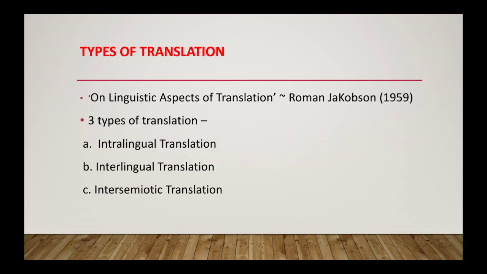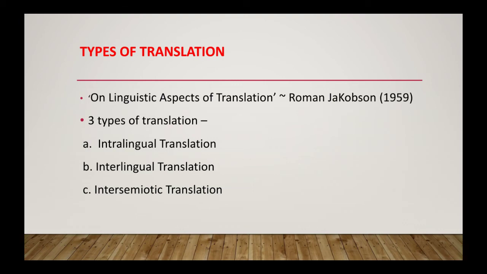Now, what are the types of translation? Roman Jakobson, in the year 1959, in his article on linguistic aspects of translation, mentioned three types of translations which are very important. The first one is intralingual translation, then interlingual translation and intersemiotic translation. We will discuss it, of course, in detail.